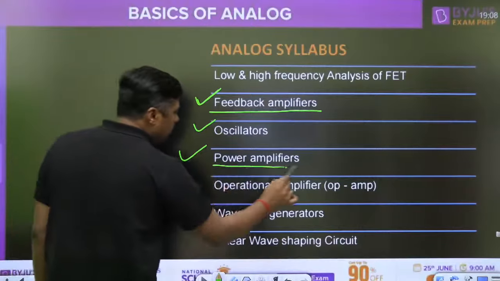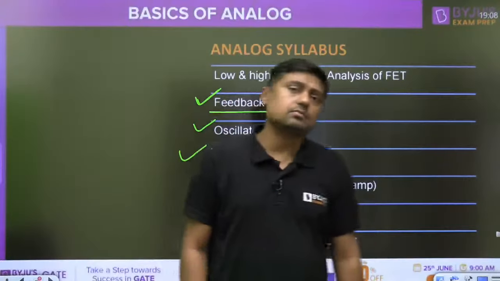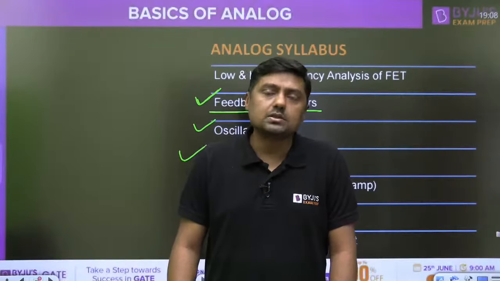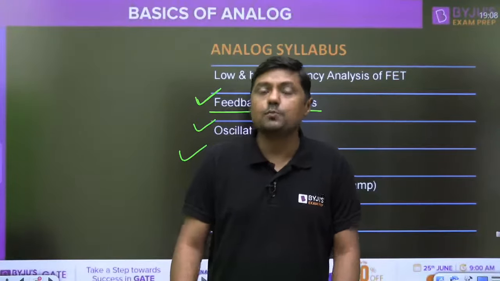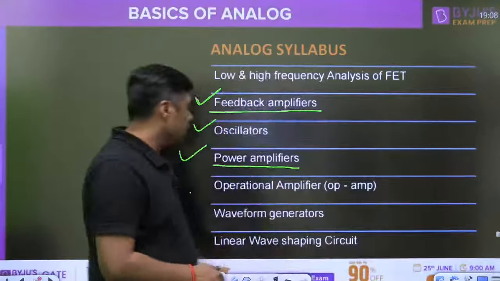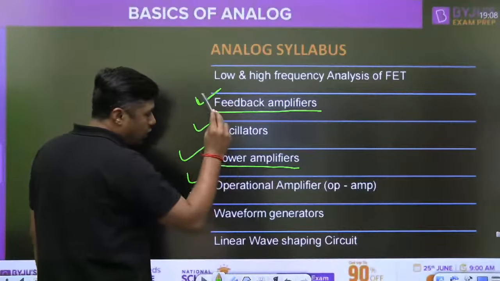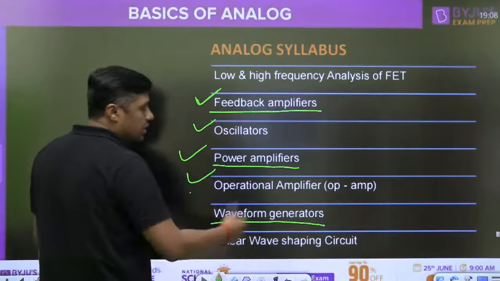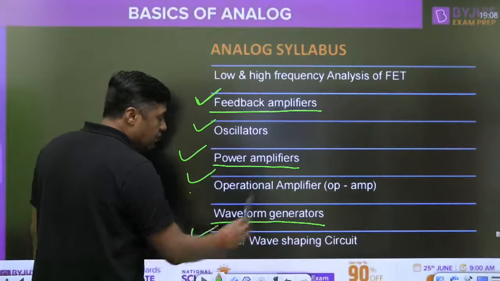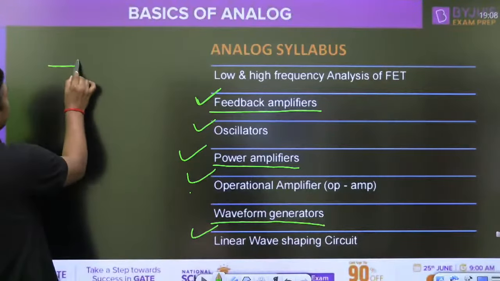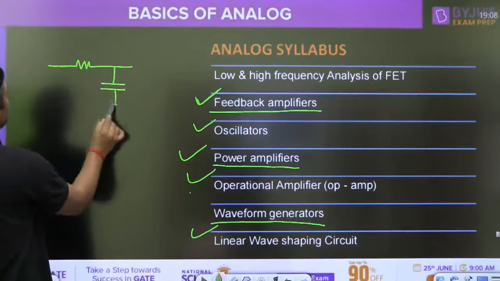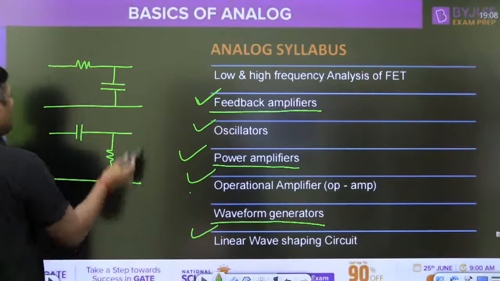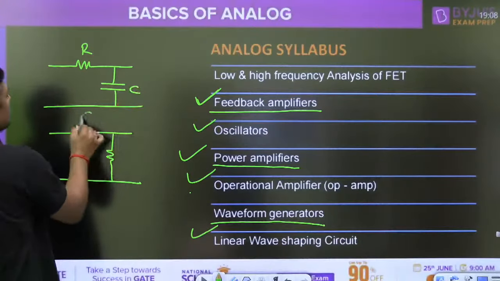This power amplifier is important for all competitive exams, ISRO, DRDO, and engineering services pre and mains: class A, class B, class AB, class C, push-pull power amplifier. Then finally, your favorite topic, the operational amplifier. Waveform generators mean bistable, monostable, astable multivibrators, and linear wave shaping circuits mean the high pass RC circuit and low pass RC circuit. This is the low pass RC circuit and this is the high pass RC circuit. And analog is completely based on these two circuits.